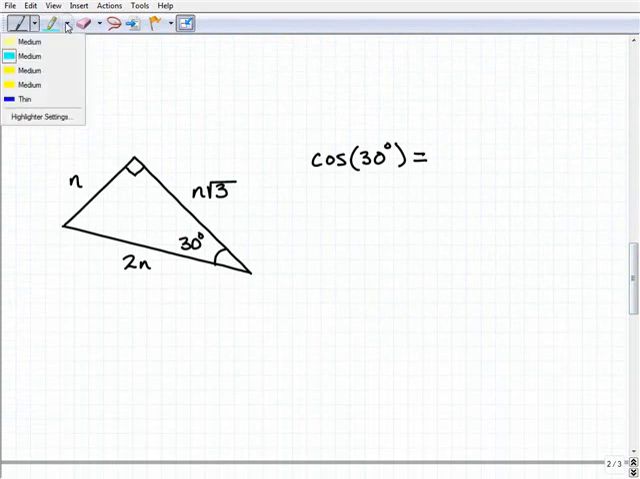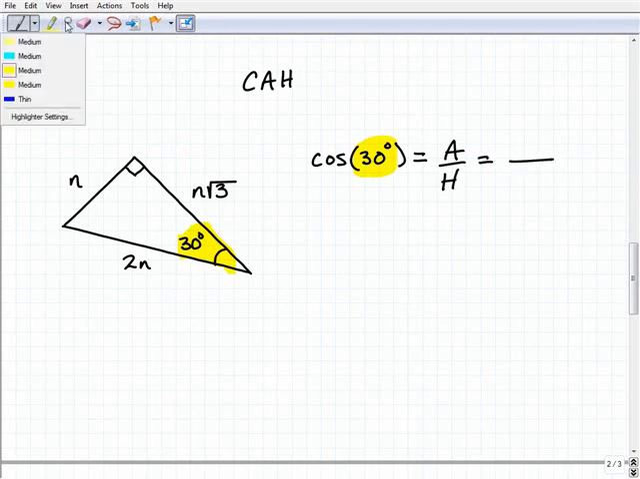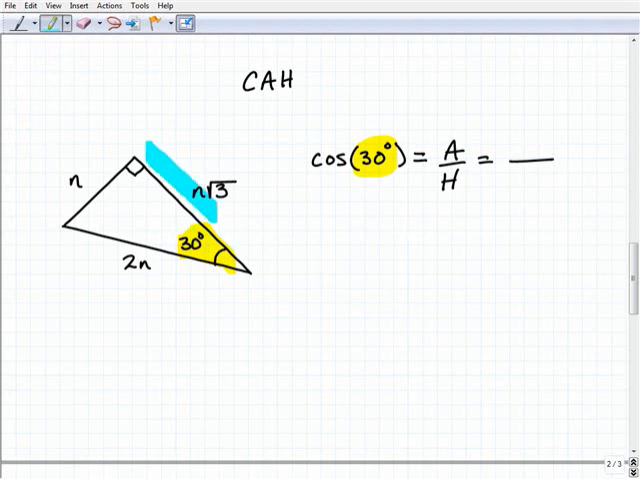How about this one here? Now we have cosine of 30 degrees. Here, 30 degrees is located here. We have to think about where the opposite, the adjacent, and the hypotenuse are located. Cosine is associated with CA, so that'll be the adjacent side over the hypotenuse. Which one is the adjacent side here? This side is the adjacent, and the hypotenuse is this side, which is 2n. Now let's fill in those variable expressions for our adjacent and hypotenuse. We'll get n over the square root of 3 for my adjacent side, and my hypotenuse is 2n.